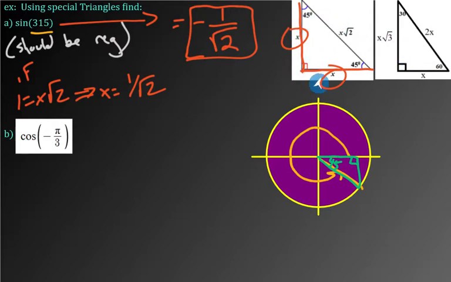Figure out what it is based on these triangles, and then you just figure out the positive, negative stuff based on the "All Students Take Calc" thing, okay? So I'm going to go through another one. I'm going to do cosine, and I'm going to use the same graph, I think.